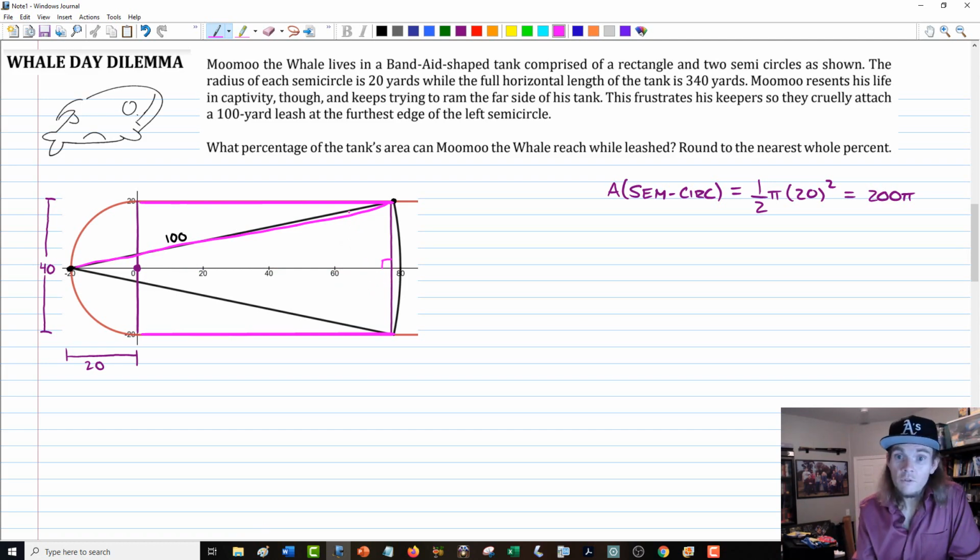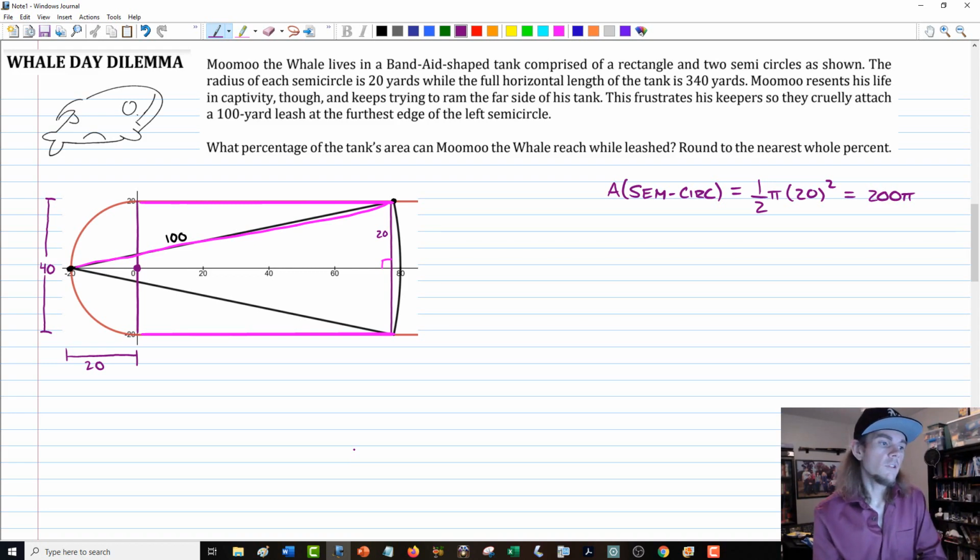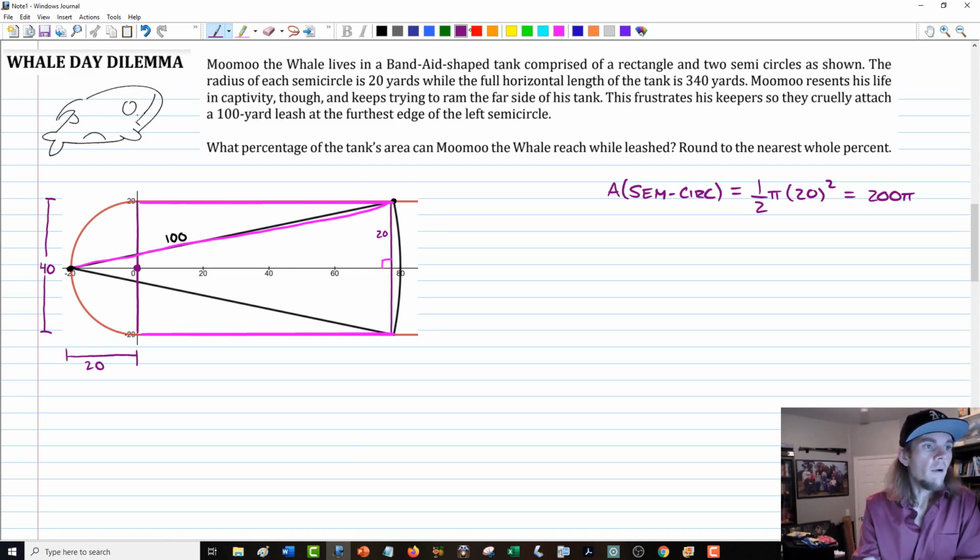Well, first, we know the hypotenuse is 100 because that's the length of Mumu's leash. But second, we also know this height of that triangle, which is 20, because that height is the same as the radius of the far left semicircle. So we actually have that information as well. And that means we can use the Pythagorean theorem to find the third side.